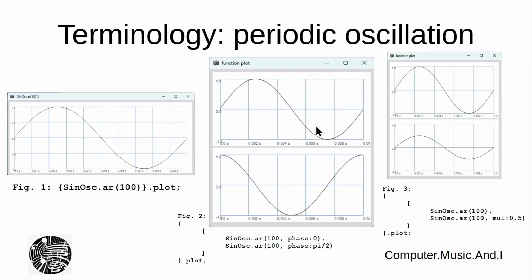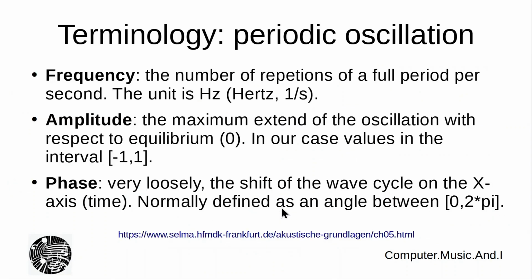Now, a central terminology and a central concept of music is an oscillation, periodic oscillation. I just created a number of plots of a sine wave. Again, the code here may be entered into SuperCollider, and in order to show the three most important terminology words that we are going to use within computer music, namely, frequency.